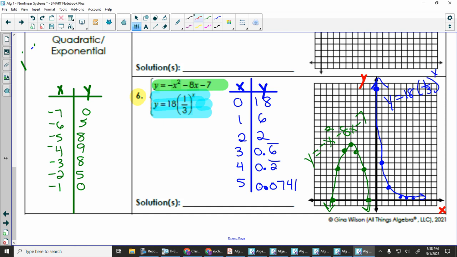And now notice our graphs do not hit each other at all here. They never touch at all. So this would be an example of there being no solution. So you could write your empty set, or you could write no solution.